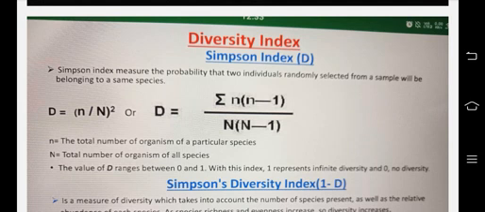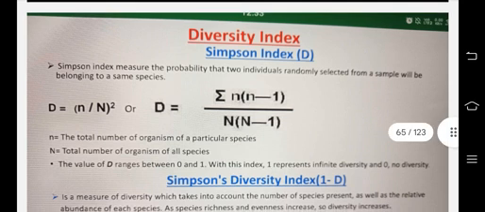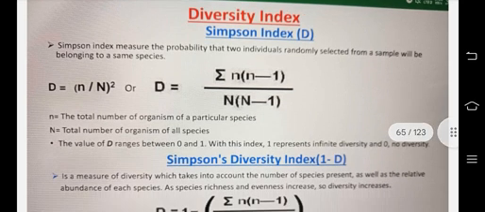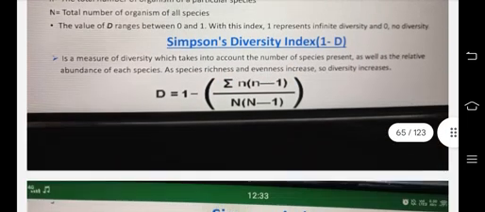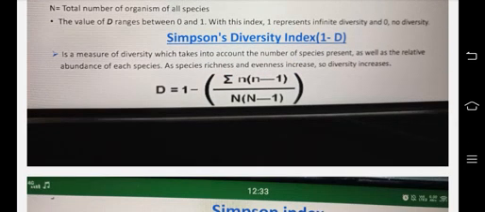The value of D ranges from 0 to 1. With this index, 1 represents infinite diversity and 0 no diversity. That is Simpson's index. Next is Simpson's diversity index. The whole scenario changes: 1 minus this D. 1 minus D is Simpson's diversity index.